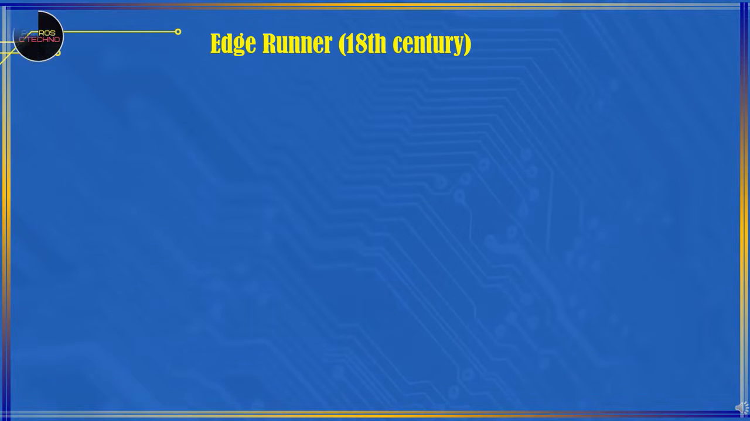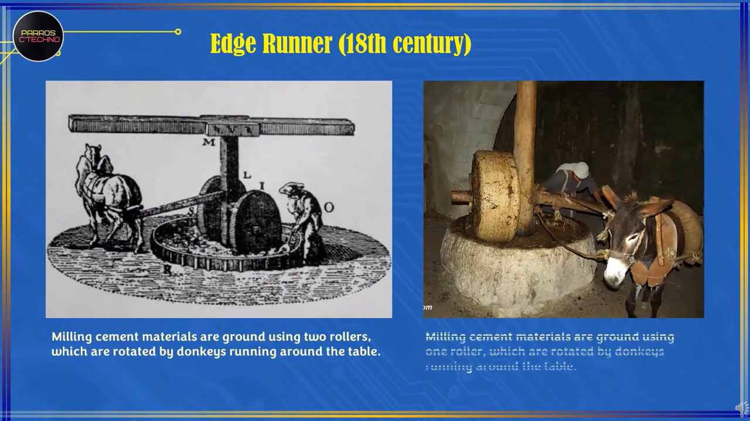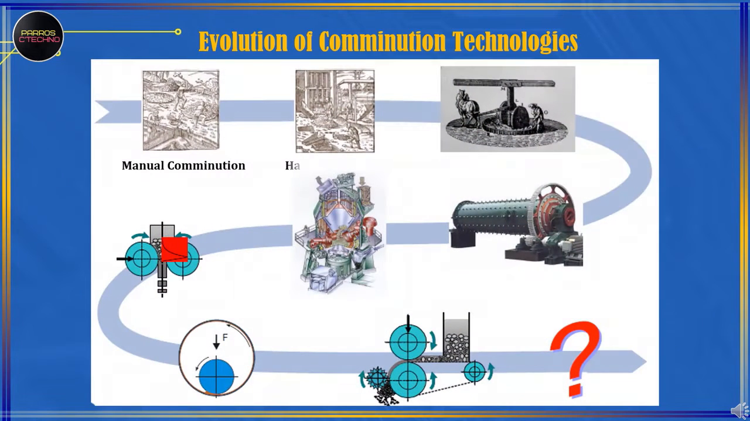Edge runner in the 18th century. Cement materials are ground using two rollers, which are rotated by donkeys running around the table. And another picture shows cement materials ground using one roller, which is rotated by donkeys running around the table.